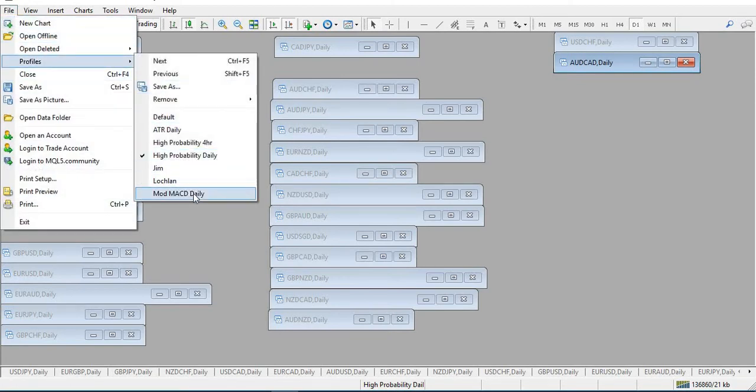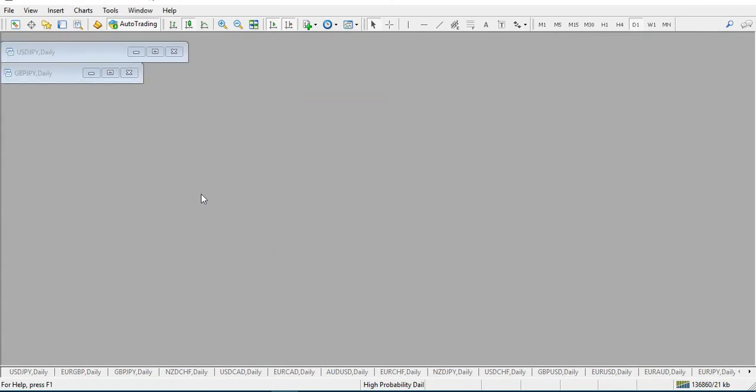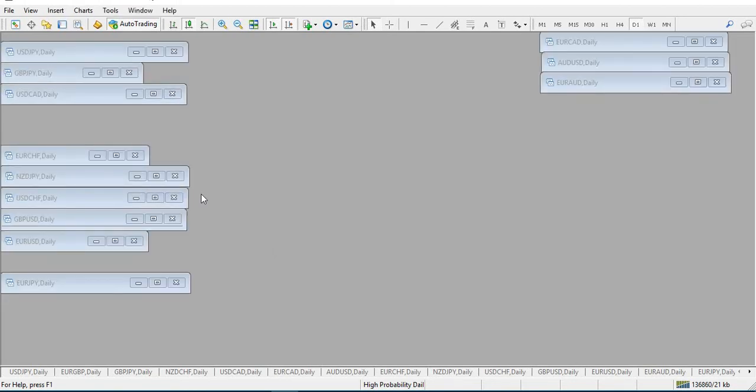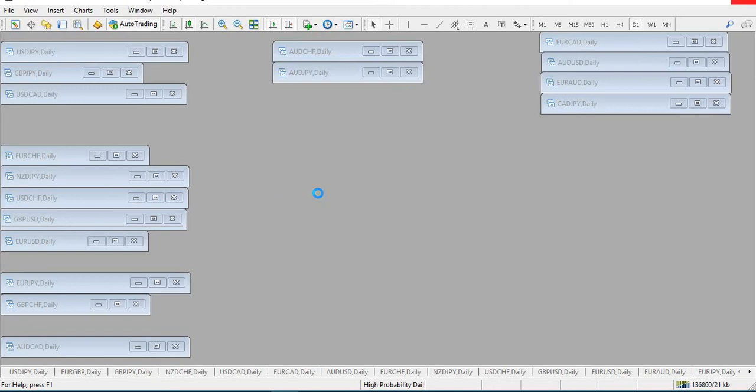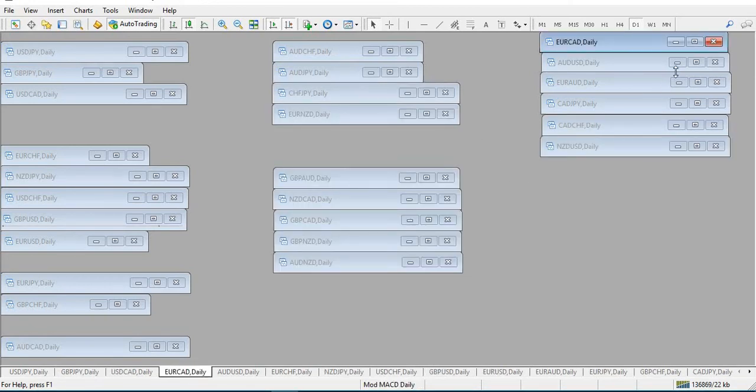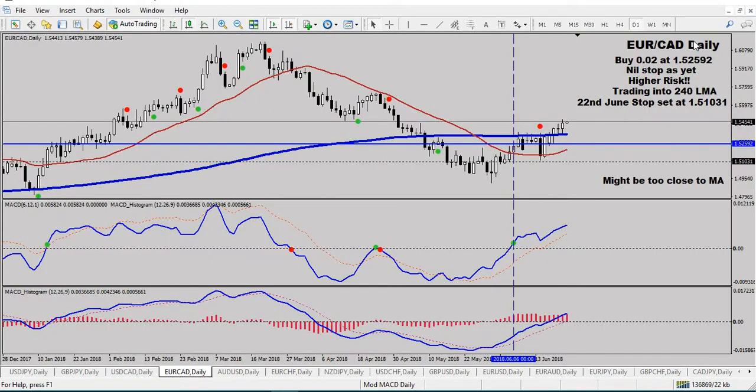We'll switch over to the mod MACD charts. Just a bit of trade management on these this morning once the profile comes up. Start with the Euro Canadian in a buy here. Back here, price went against me. It's now moving up nicely. All I've done is placed a stop at this level here. So there's a new stop at 1.51031 this morning. That's all I've done, placed a stop.